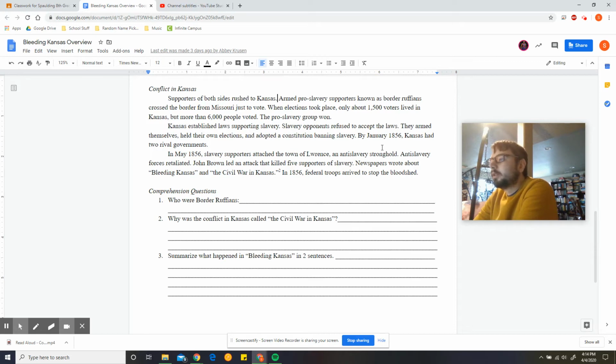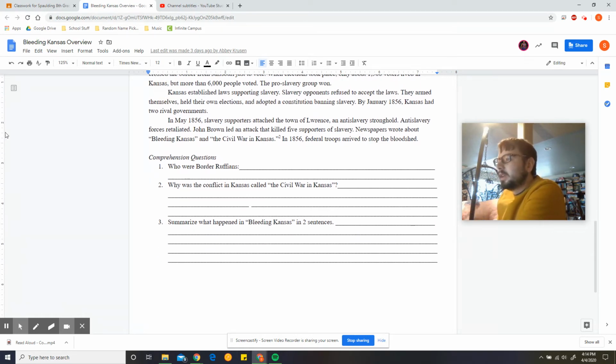The pro-slavery group won. So basically, over 4,500 people came from out of the state and voted in this election, even though they weren't supposed to. Kansas established laws supporting slavery. Slavery opponents refused to accept these laws. So there are 2 factions here. One, the actual government, because even though it was rigged, they did vote to be a slave state, so the government establishes laws supporting slavery.